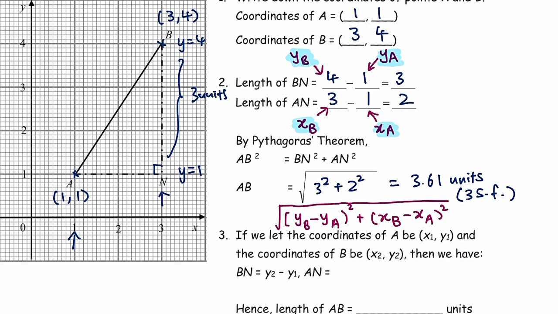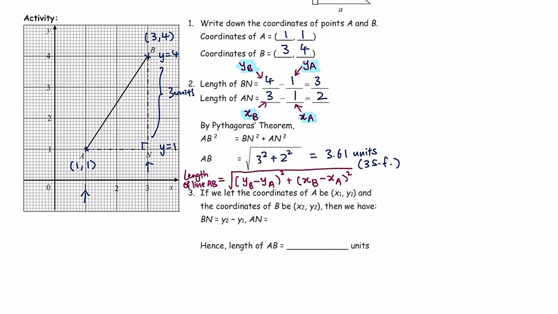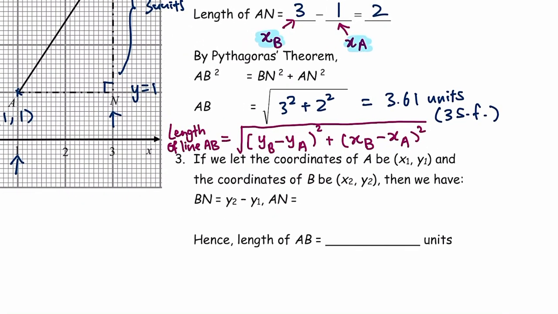Alright, so the length of line AB essentially is just this formula. However, if you checked your textbook, usually you will see that it's written in a slightly different form. I'm just going to do some adjustments, and how it usually looks like is this: x2 minus x1 square plus y2 minus y1 square.